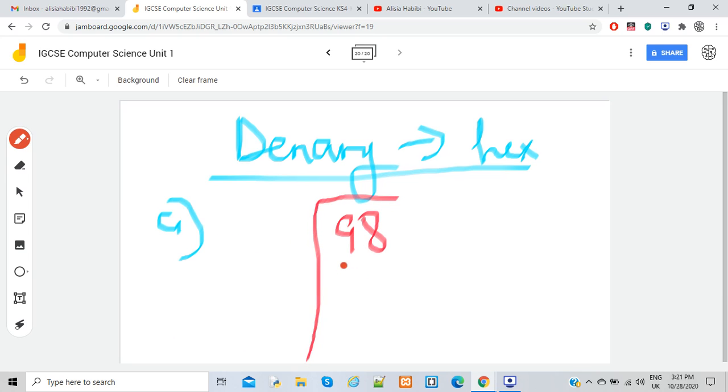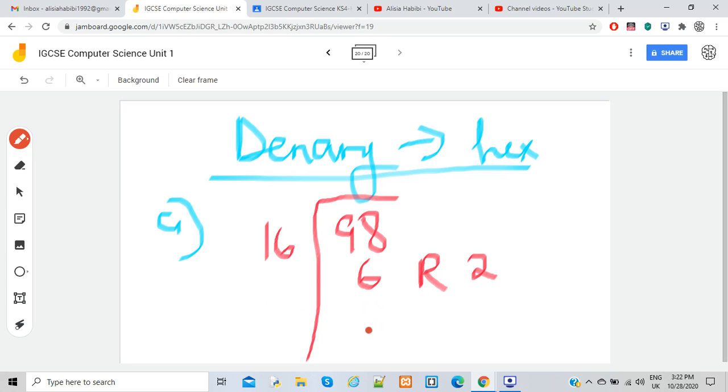So we're going to divide this by 16. So 16 divided into 98. How many times can 16 go into 98? It can actually go 6 times, because if you multiply 16 by 6, you get 96, which is smaller than this number. I'm going to represent remainder as an R. So 16 goes into 98 6 times, which is 96. 98 minus 96, we get a remainder of 2.